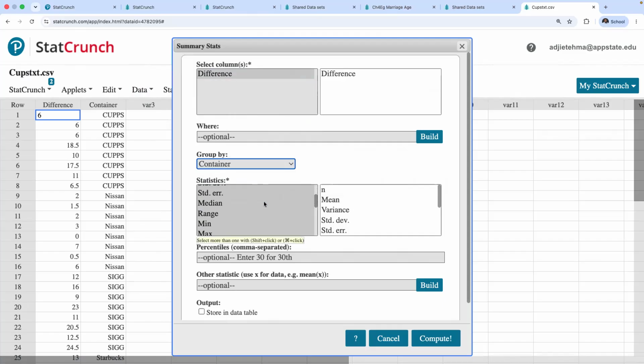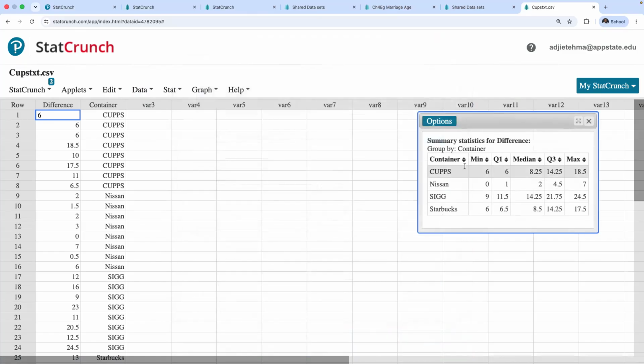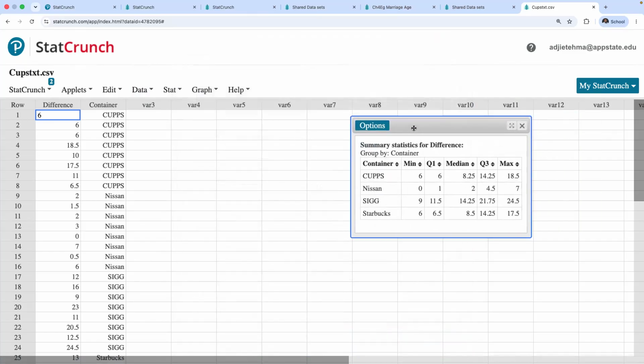So the 5-number summary, what is the first one? Minimum, followed by Q1, and then median, and then max. And then we hit compute. There we go. Is that okay? So this makes meaning. Is that okay?